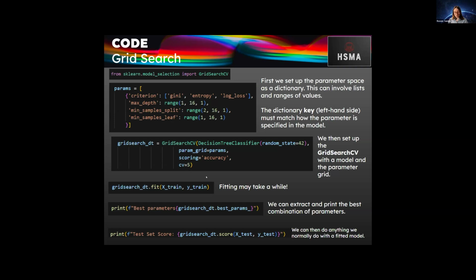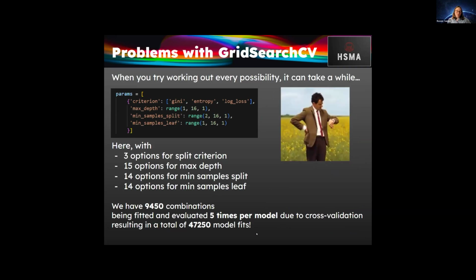I'm going to fit this to my training data, and then I'm going to extract the best parameters, the best possible combination it found, the one that gave the highest score for accuracy. And I'm going to check the test set. So we can then do anything afterwards that we do with a normally fitted model, like score the outcomes. So that's all fine.